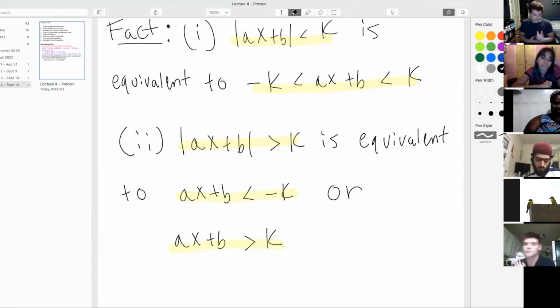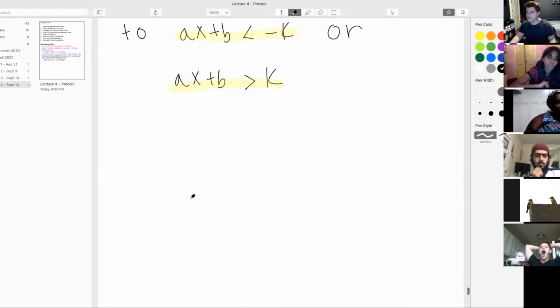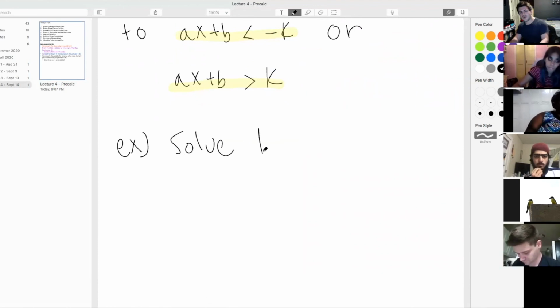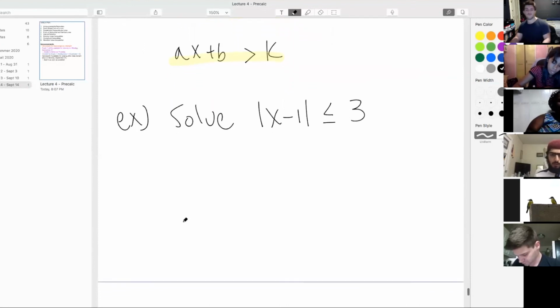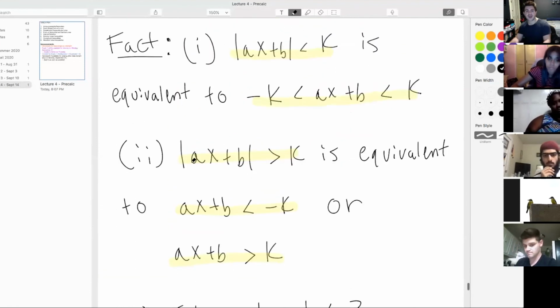All right, so let's use this fact to solve something, and then we'll be done for the night. I'll try and finish on time. Okay, so first example. Let's solve absolute value of x minus 1 is less than or equal to 3. We're going to want to use this previous fact up here.